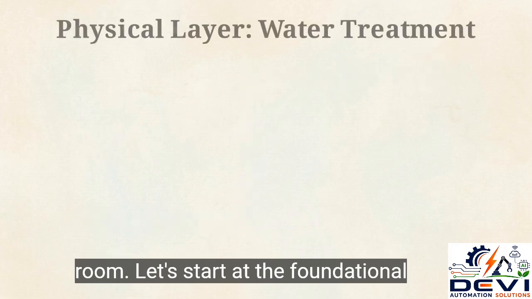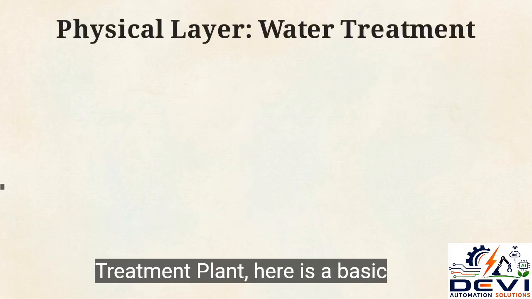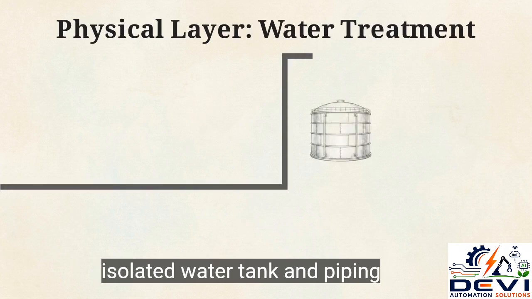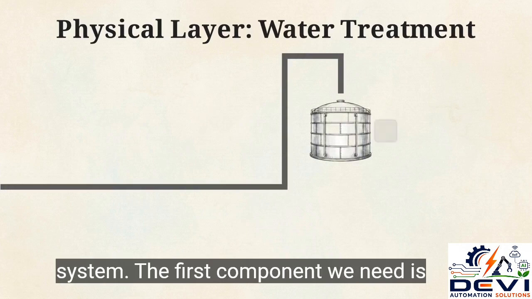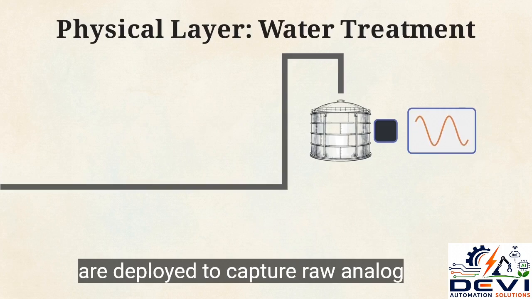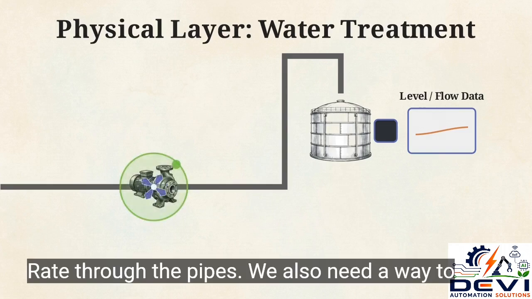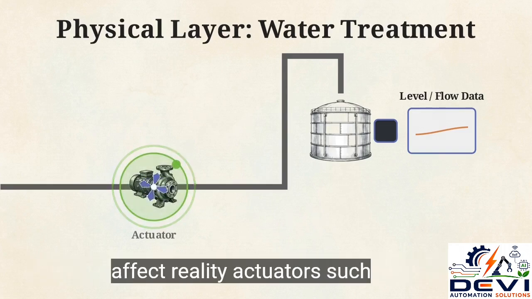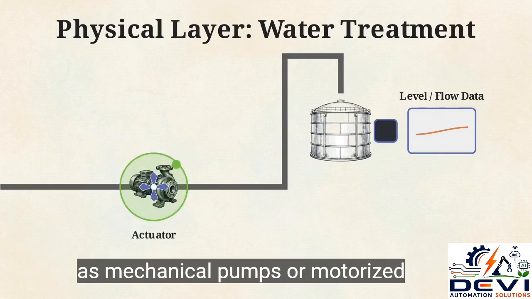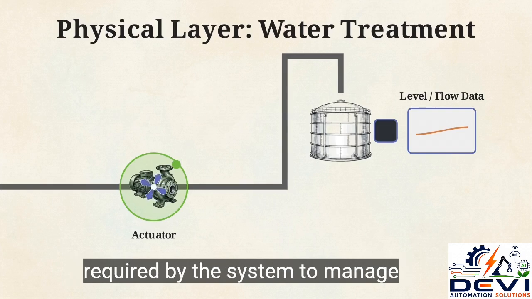Let's start at the foundational physical layer using a municipal water treatment plant. Here is a basic, isolated water tank and piping system. The first component we need is a way to measure reality. Sensors are deployed to capture raw, analog data, like the current water level or the flow rate through the pipes. We also need a way to affect reality. Actuators, such as mechanical pumps or motorized valves, execute the physical changes required by the system.